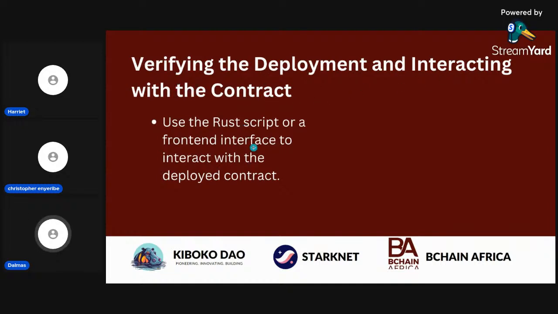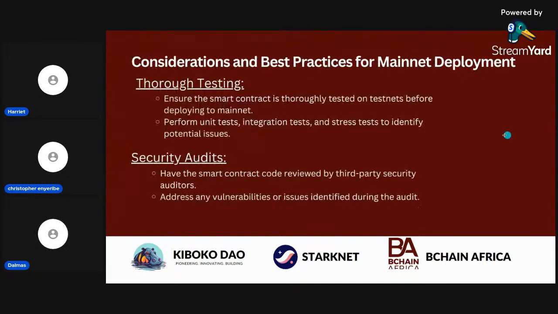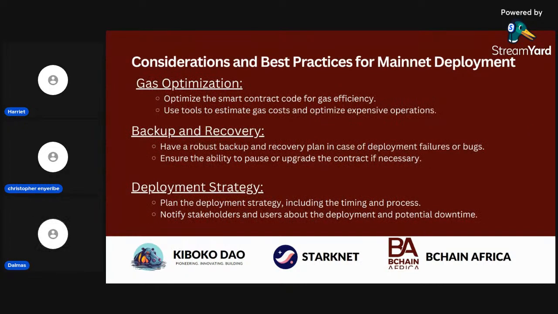Verifying the deployment and interacting with the contract. Verifying, we have said you can check on the Explorer whether your contract was correctly deployed, or you try to call it and see whether it works. Before you deploy to mainnet, you have to do thorough testing, make sure you have done enough security audits. Otherwise, you're going to deploy something that will be taken down, as many other applications have been taken down recently.